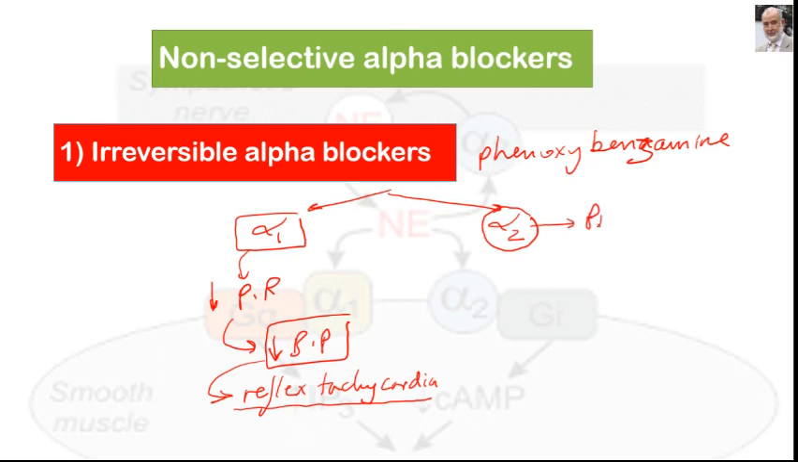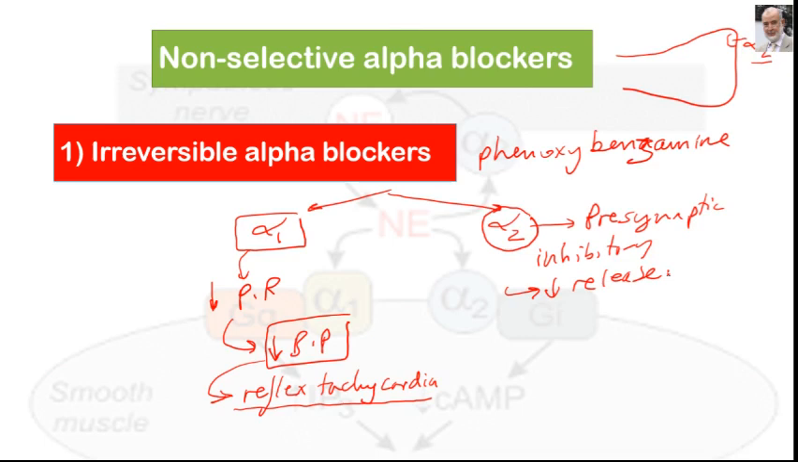They are present on the adrenergic nerve terminal, as we have said before. Alpha 2, we said they are inhibitory, i.e., they inhibit the formation of cyclic AMP, and therefore they will decrease the intracellular calcium. If they are inhibitory presynaptic, they should decrease release. This is the main function of alpha 2. The main function of alpha 2 receptor is to regulate release of noradrenaline. That's why they are known as autoreceptors.